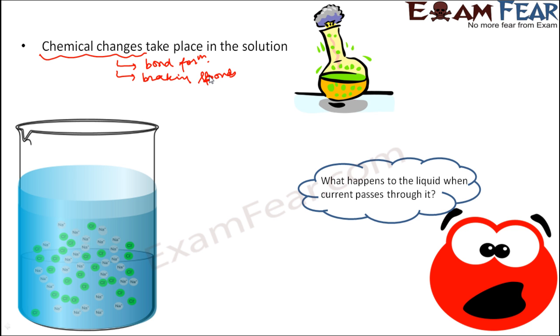Let us take an example. Let us suppose I take the example of salt solution. Salt solution contains sodium chloride. It has been seen that when current passes through it, there are chances that the salt might dissociate, that is, it might split into sodium ions and chloride ions. Any changes of this sort will be termed chemical changes. Now we will see what exact chemical changes take place in the solution.